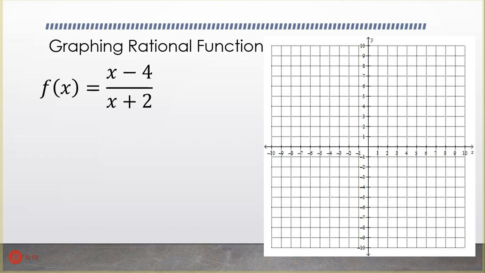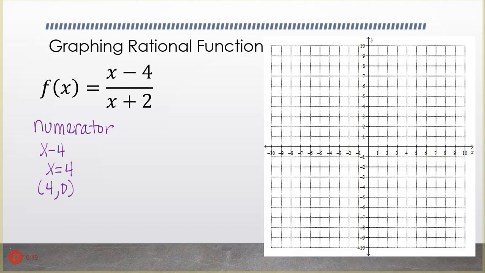So we're going to look at the numerator for our roots. So the numerator is x minus 4. And when you set that equal to 0, you get x equals 4. So that tells me that we have an x-intercept at (4, 0).